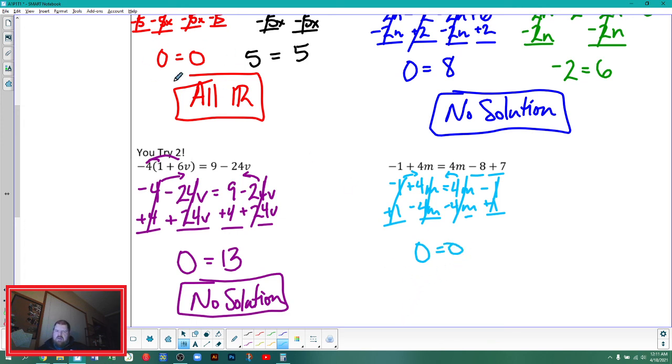And again, when 0 equals 0, that means all real numbers would work. And the no solution probably happens more, but the all real numbers is interesting in that any number for the variable would make the two sides equal. So it's kind of interesting.